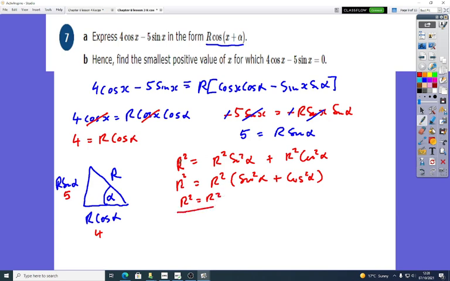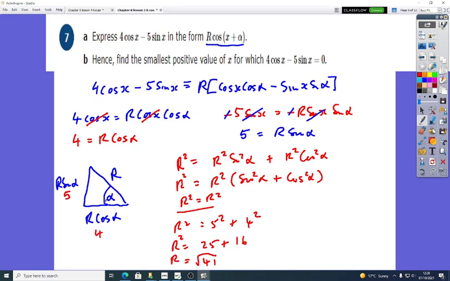But in this form, you can replace r squared with these values. This value is 5 squared. This value is 4 squared. So you end up with r squared equals 25 plus 16. Add those together, gives me 41. And if I square root that, I'll get r. So we find out what r is, and I've proved it to you where it comes from.